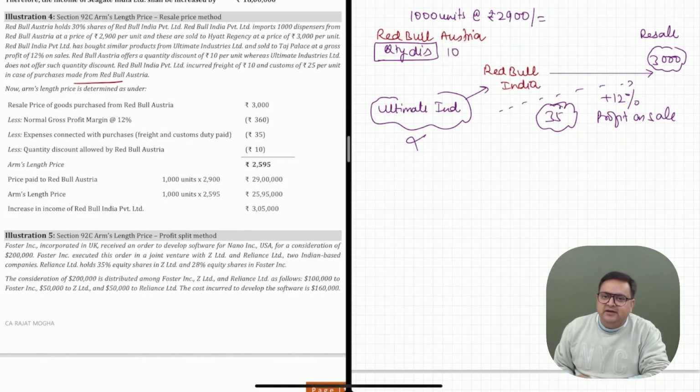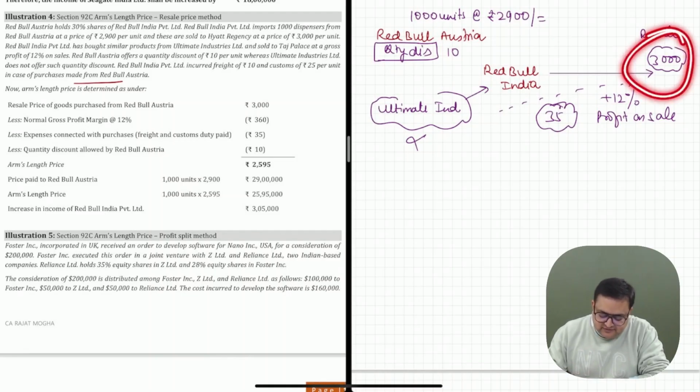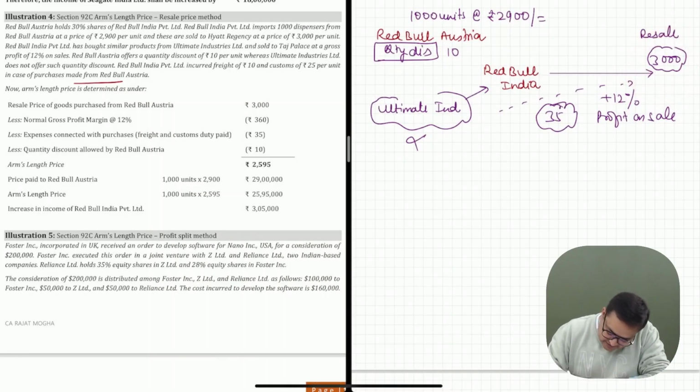Now we have to determine the ALP. Guys, how will we start? We'll start with the resale price. You can write it with me. The resale price is how much? 3,000. So what you will do is first subtract the profit. First subtract the gross profit margin.